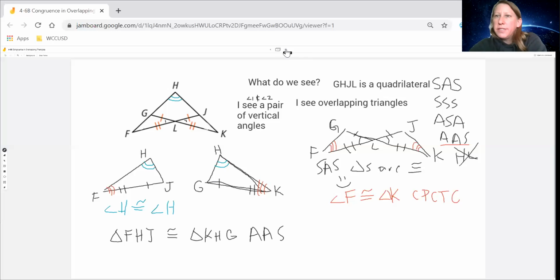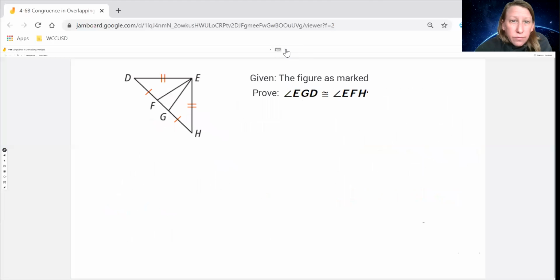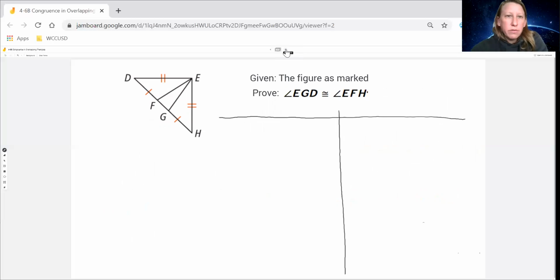So that's how you just stare at the figure, engage with it, try to pull on things that you remember or know or have learned. All right, let's do this proof. This one's really fun. I'm gonna look at it, I'm gonna stare at it, I'm gonna set up my statements and reasons. All right, what do we see? Wow, there's a whole lot going on.